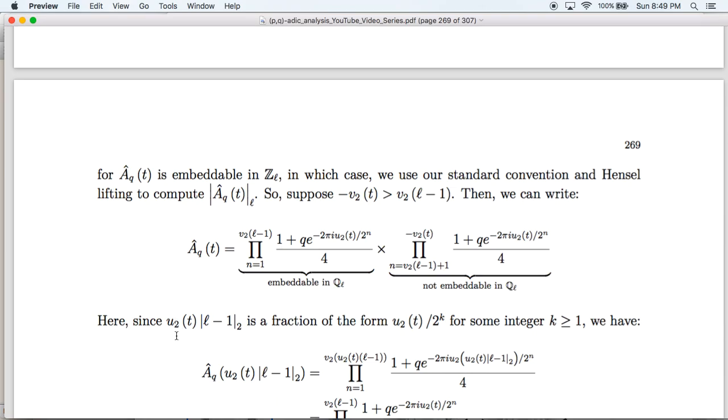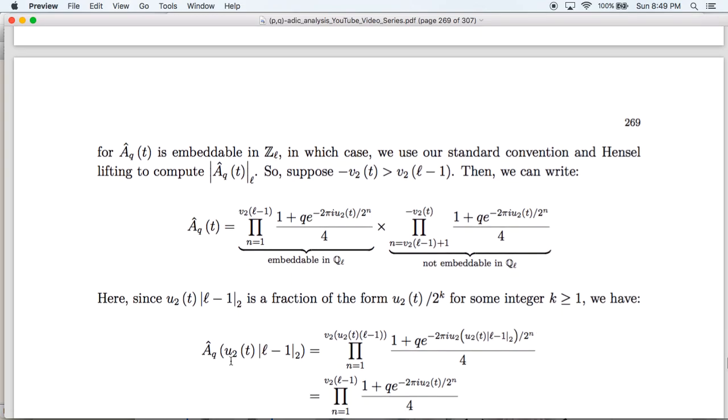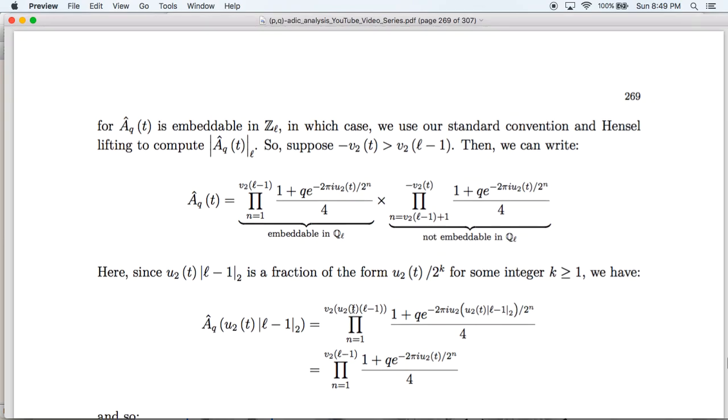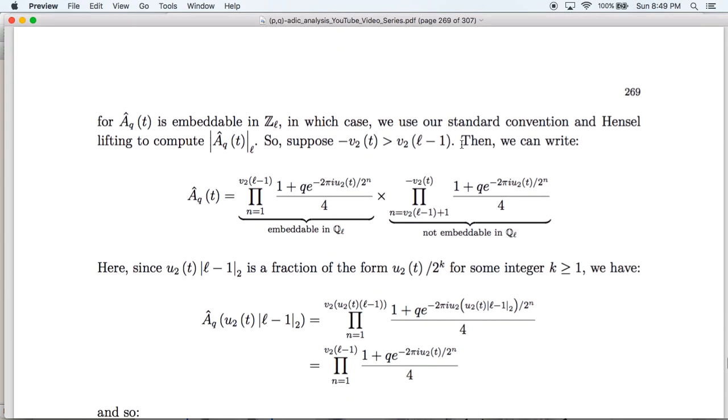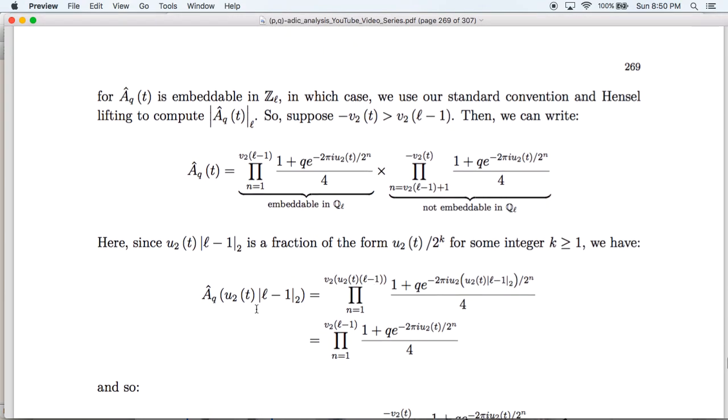Note that u2 of t times L minus 1's 2-adic absolute value is a fraction of the form u2 of t over 2 to the k, for some integer k. So we just evaluate a q hat of t at this number. Here, since u2 of t is an odd number, it has a valuation of 0. And it's because this is going to be the valuation of v2 of t plus the valuation of L minus 1. We get that. And I'm using this formula here. And the negative I got rid of because the 2-adic valuation of this thing is equal to negative times the 2-adic valuation of this thing.